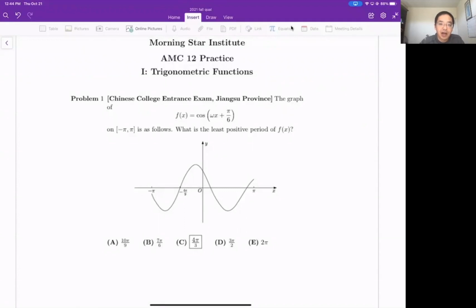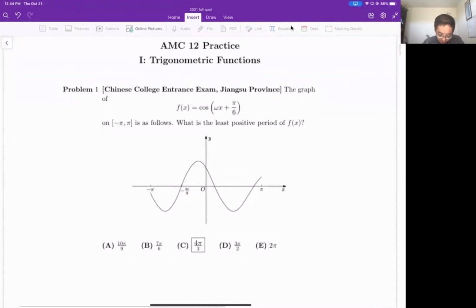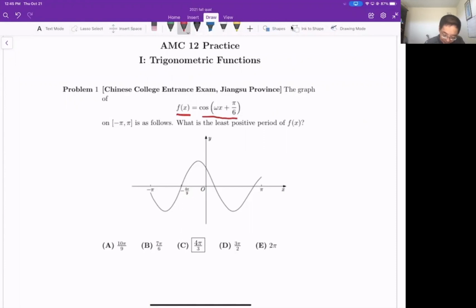In this video, I will go over problems that are related to trigonometric functions. First, let's look at question number 1. Here it says we have a function f(x) = cos(ωx + π/6), and this is the approximate shape of its graph.